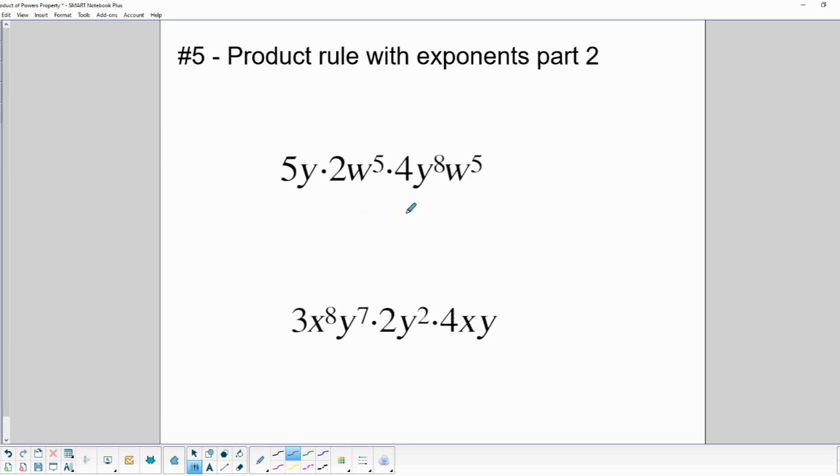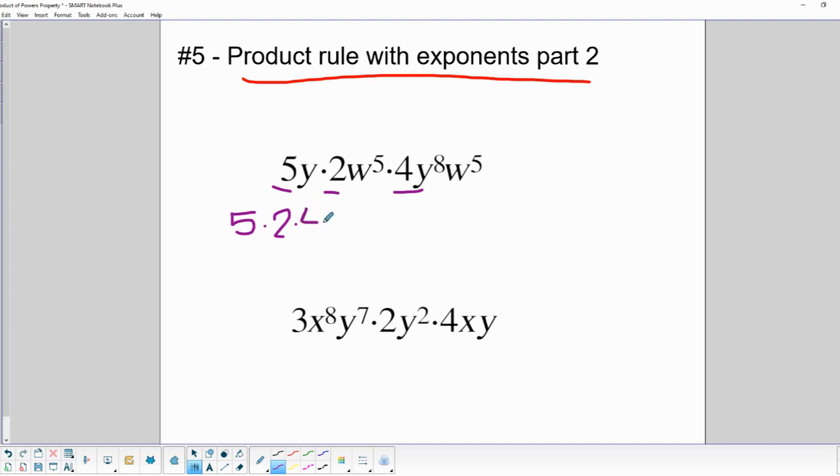So if we have a problem, all right, here's a problem. Again, a product rule with exponents, but it's a little more complicated. We got more than one variable, we got more than one number, so we've got to simplify it a little bit before we do it. So let's start by underlining all of our numbers. Since we're multiplying all of these together, we can rearrange and put everything that's alike together.